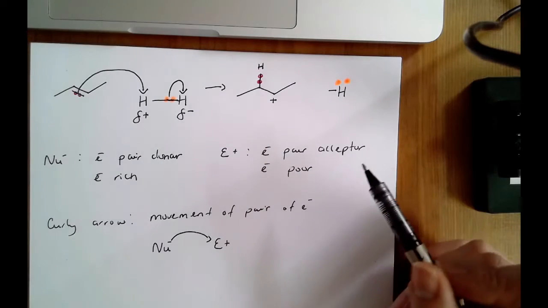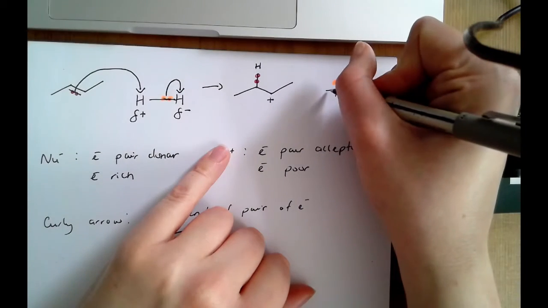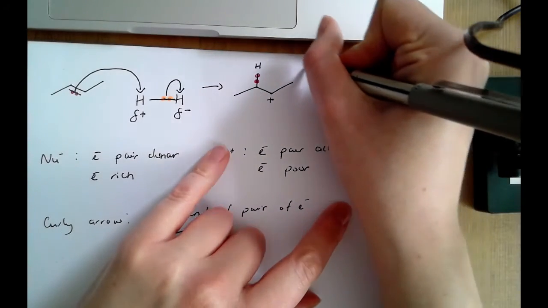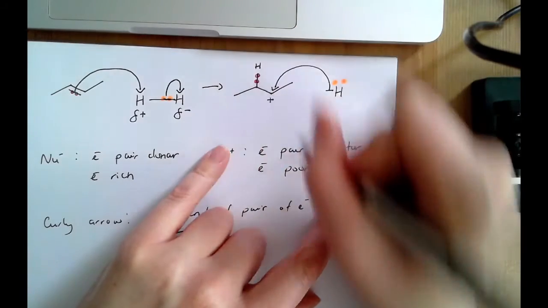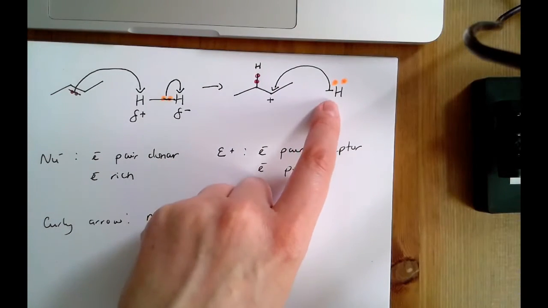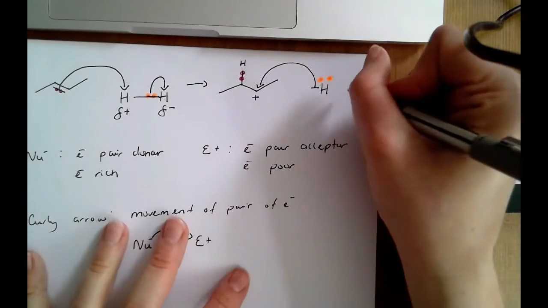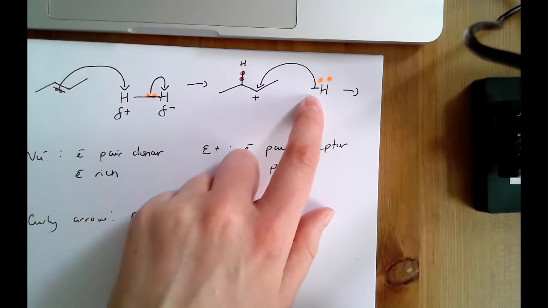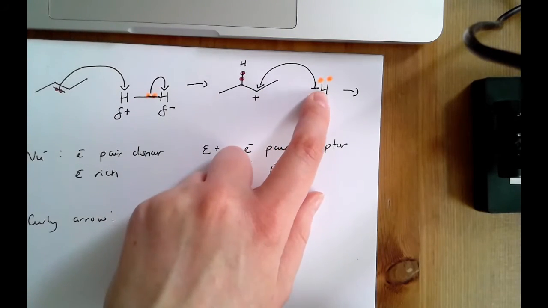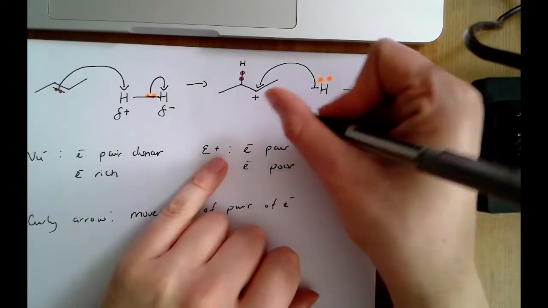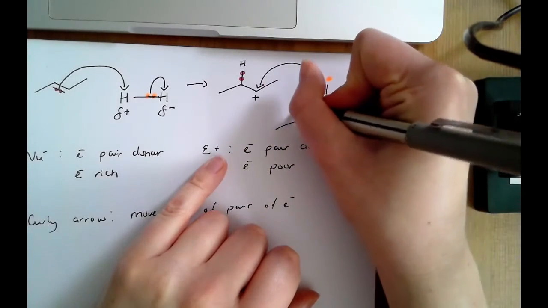So I'm going to draw another curly arrow. And again, it's going to be from the area that's electron rich going to the area that is electron poor. It's always going from negative to positive. And again, this arrow shows that I'm forming a new bond between hydrogen and carbon. And when I do that, I form this.